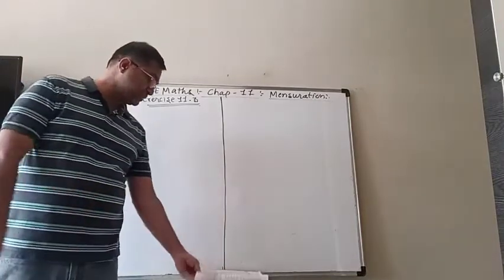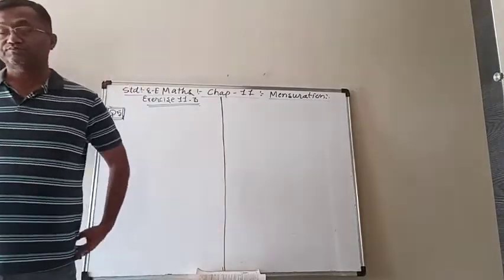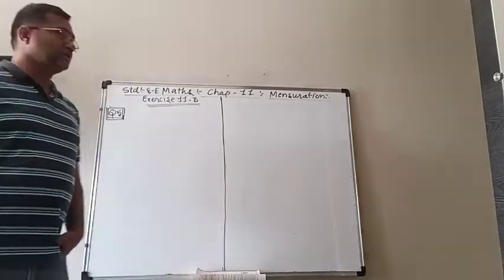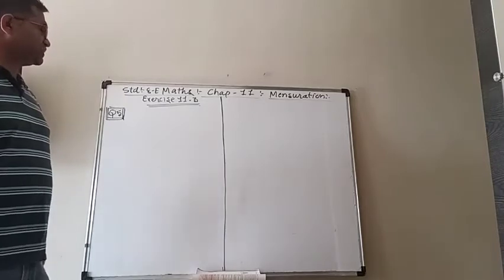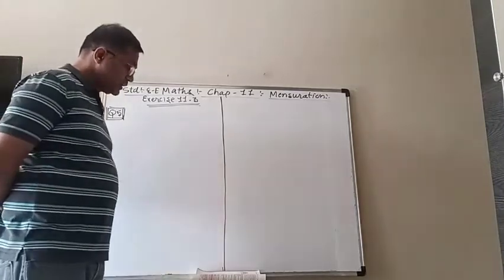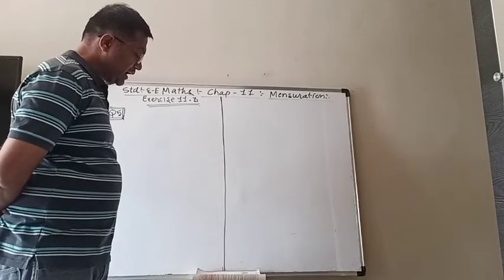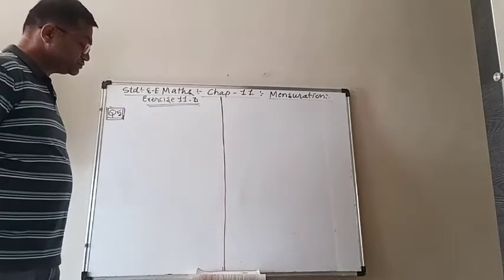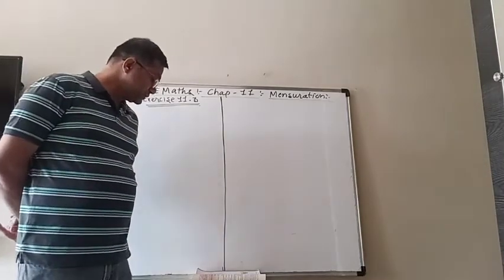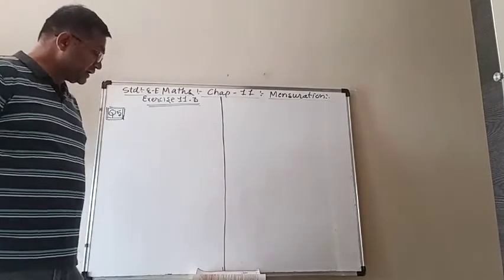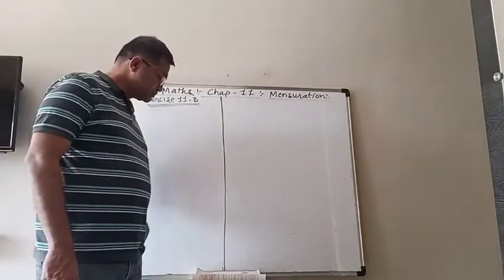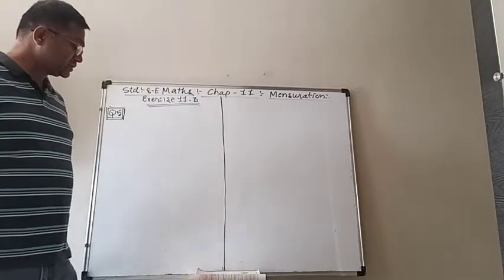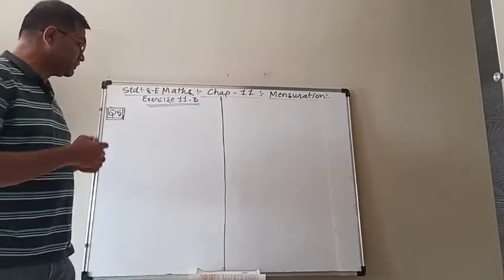In Standard 8 Maths Chapter 11 Mensuration is going on, in which we started exercise 11.3 and questions 1 to 4 are completed. So now let's start question number 5, in which Daniel is painting the walls and ceiling of a cuboidal hall with length, breadth and height given.